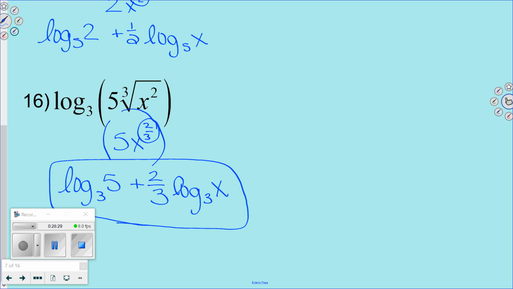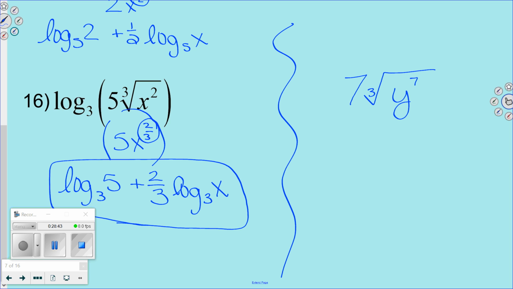Okay, so real quick, just kind of backtracking a little bit here, guys. So if you had the cubed root of y to the 7th, like that. Do they both get a fraction for an exponent or only one of them? Just one of them, right? The 7's still there, and then that would be y to the 7/3. The root number always is the bottom one of the fraction.